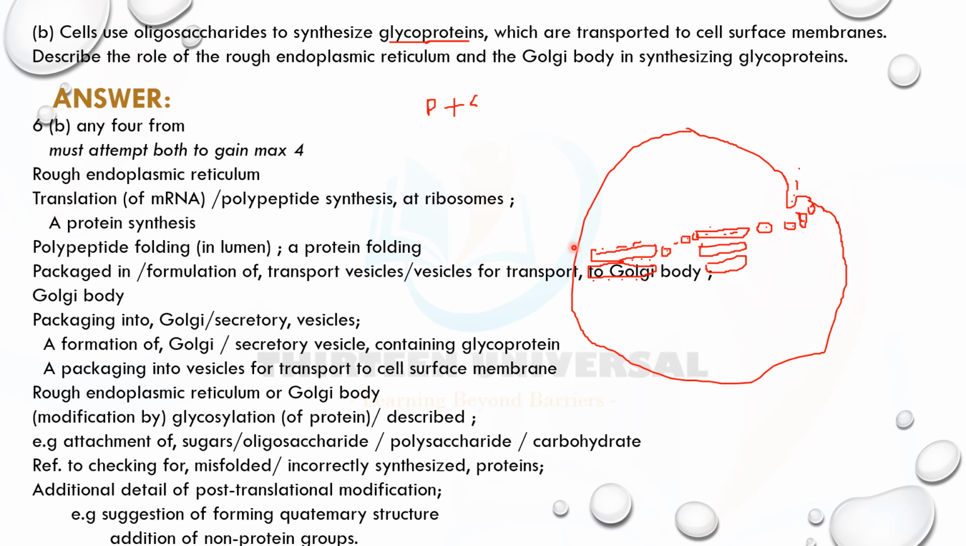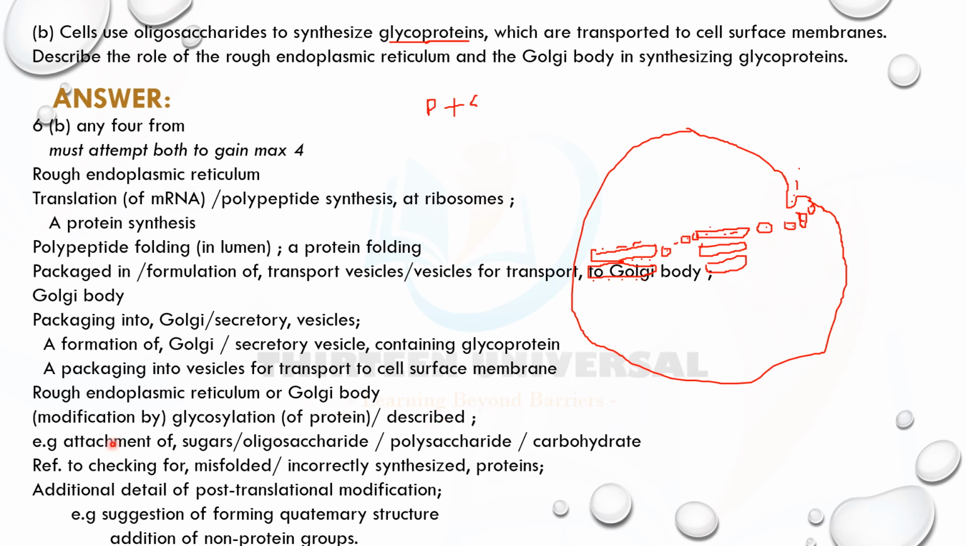Now that's it. Let's see. Rough endoplasmic reticulum: translation, ribosome, polypeptide folding, packaging, formation of transport vesicles. So this is part of the role of rough endoplasmic reticulum. Now this is for Golgi: packages into vesicles, formation of Golgi vesicles. Modification by glucose can be done by rough endoplasmic reticulum or Golgi. Any of them can do that, but Golgi does that more.